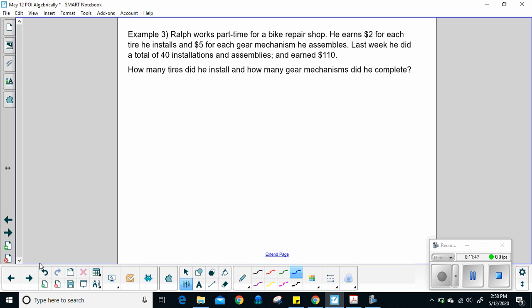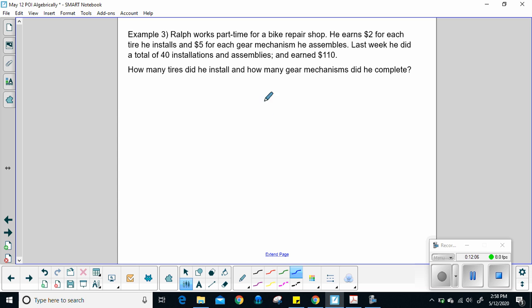All right, let's do a word problem. Ralph works part-time for a bike repair shop. He earns $2 for each tire he installs and $5 for each gear mechanism he assembles. So last week he did a total of 40 installations and assemblies and earned $110. So how many tires did he install? How many gear mechanisms did he complete?